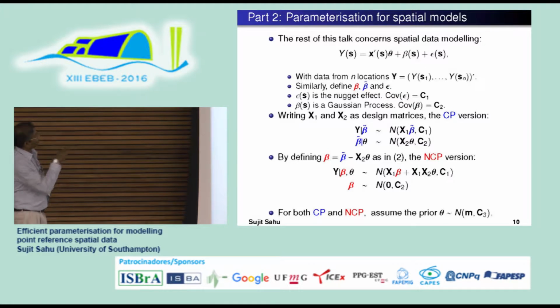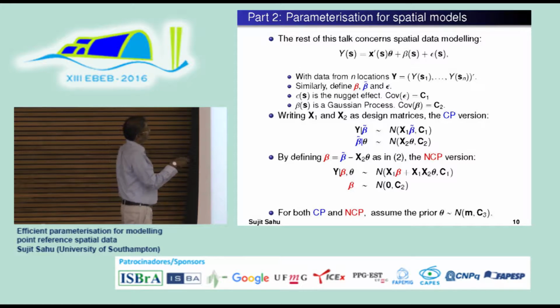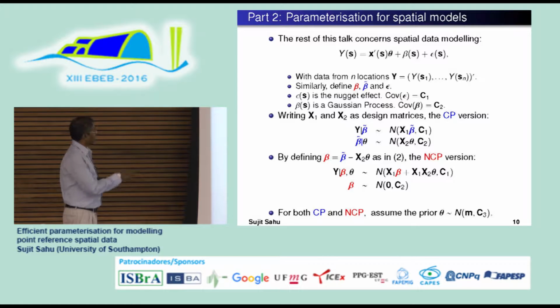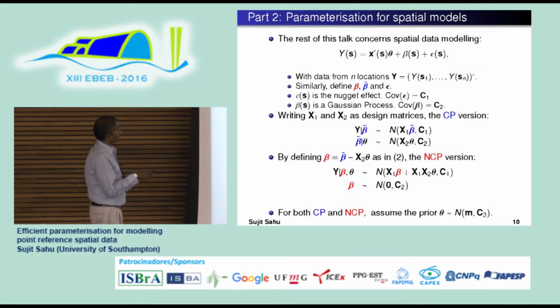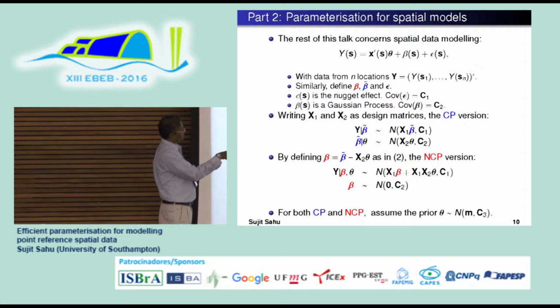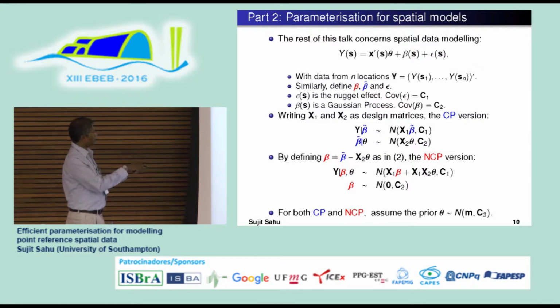I would like to come to part 2, the parameterization for spatial models. This is a typical set of model assumptions for modeling spatial point-referenced data. You have a response Y(s), and X(s) is a spatially varying covariate times the global effect theta, plus a random spatial effect beta(s), plus epsilon(s) as the nugget effect. People call it the nugget effect, or measurement error, or microscale error, or lots of things. With data from n locations, Y equal to Y(s_1) to Y(s_n), we similarly define beta, beta tilde and epsilon. Epsilon(s) is the nugget effect. The covariance of epsilon, which is n by n, we call C1, and beta(s) is a Gaussian process with covariance of beta equal to C2.